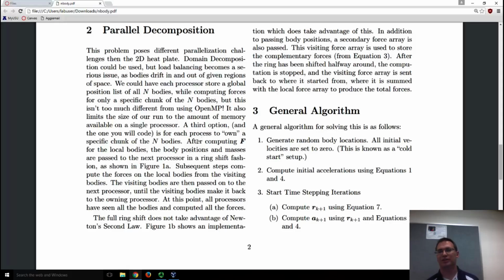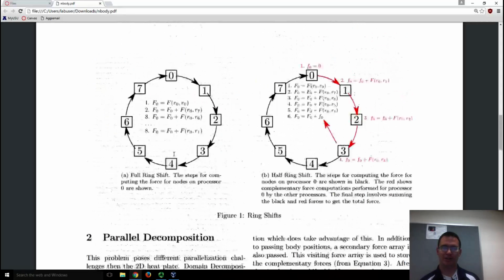So then the question is, how are we going to actually share information between the processors? Because every single processor needs to know where all the other bodies are, right? So how do we go about doing that? So the answer is we're going to do a ring shift.